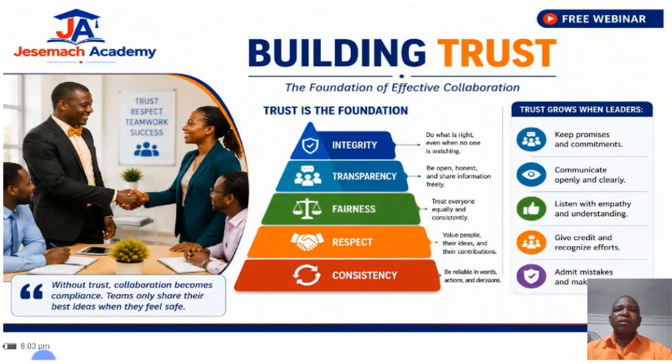Building trust. Building trust. This is very important. Trust is the foundation of leadership. You must allow people to trust you, and you must do things that will make others trust you. That's how you can succeed as a collaborative leader.